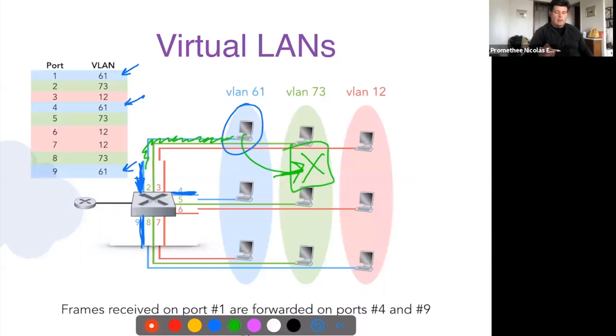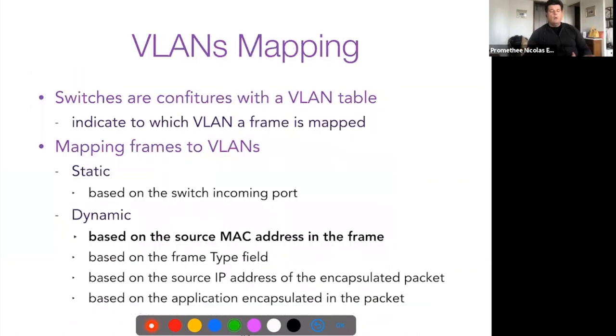Where is port 2? Did I have the wrong port? No, this one, it was 4. Yeah, well, I'm sorry. It's this one. It needs to be green now. But you do it manually. So basically, what you need to have now in a switch is what we call a VLAN table. And the VLAN table will be a way to tell to which VLAN a frame belongs.